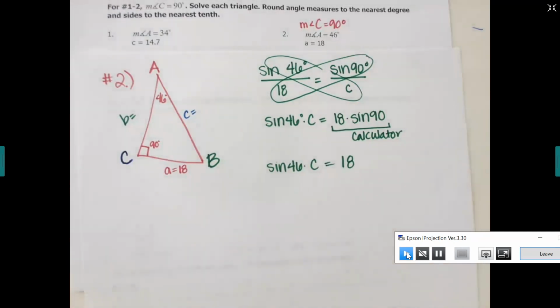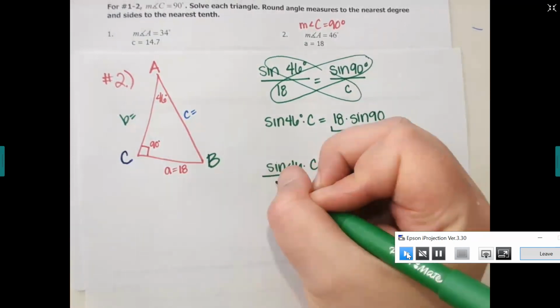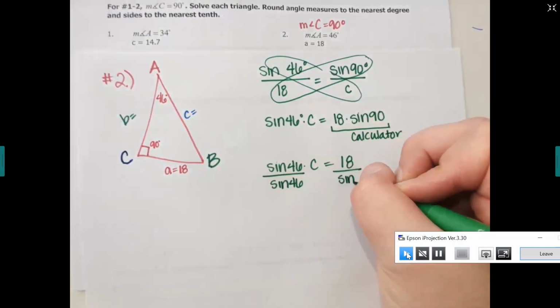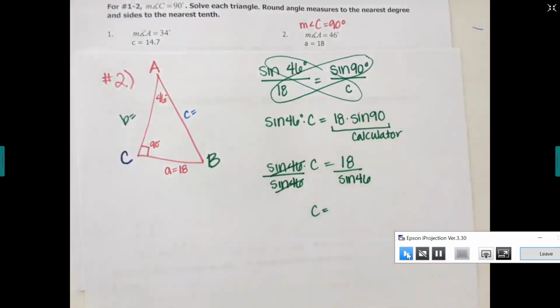Okay, from there, sine of 46 is multiplied with C. How do we get rid of the sine 46 from the front? Divide it, because if it's multiplied with C, we're going to undo that using division. Okay, then go ahead and put that in your calculator, and we'll know our first missing side.